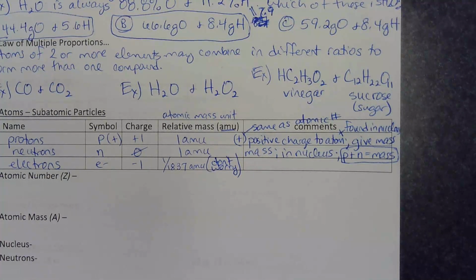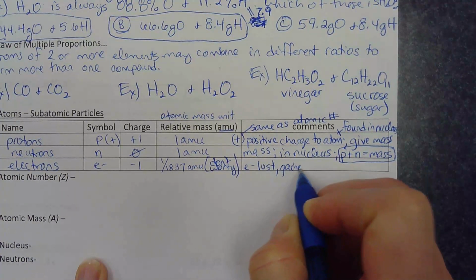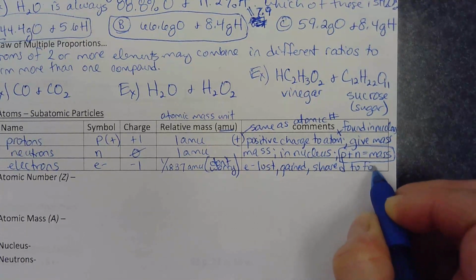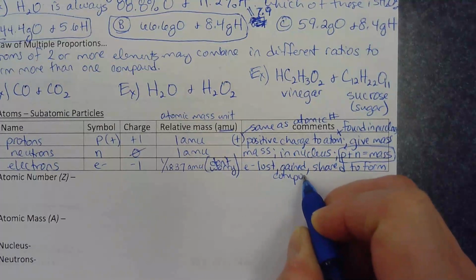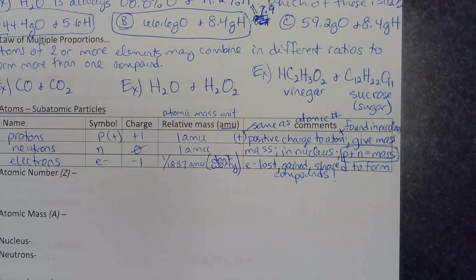Electrons are the player. Electrons are either lost, gained, or shared to form compounds. They are, honestly, for our purposes for the next week or so, the most important thing we're going to talk about, electrons. Oh, we're going to spend a ton of time talking about electrons. It is electrons that are going to do their doing that gives the colors that you're going to see next week in lab.